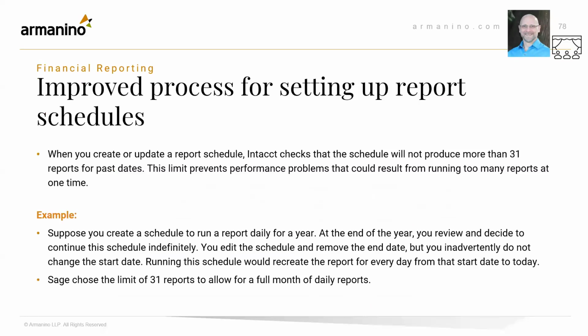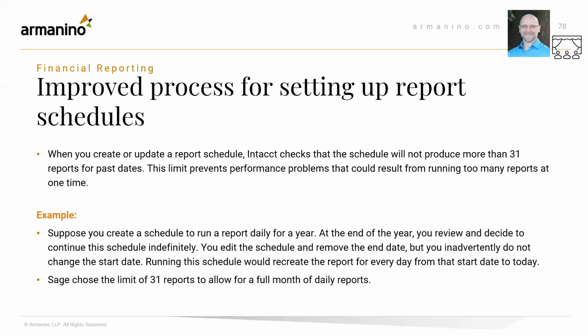There's also now an improved process for setting up report schedules. Basically, the report schedule checks the schedule and will not produce more than 31 reports for the past due date. Suppose you create a schedule today to run a daily report for a year. At the end of the year, you look at it and go, hey, I like this, I'm going to continue to do that. So you go in and modify the schedule by removing the end date, but you forget to change the start date, so it's starting from two years ago.